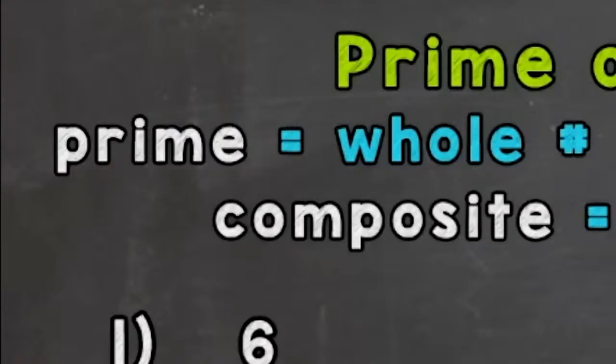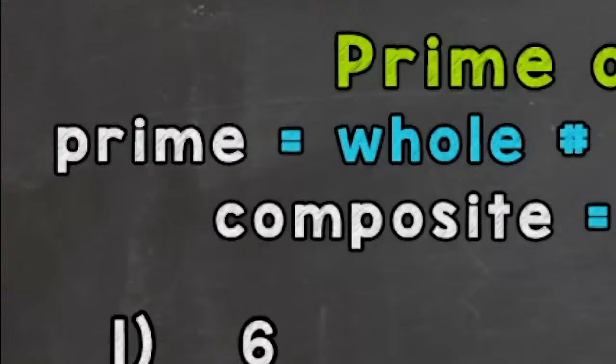A prime number is a whole number with only 2 factors, 1 and itself. And we'll see what that means here in a second. A composite number means that there are factors other than 1 and itself. Again, we'll figure out what that means in a second. So number 1, we have a 6. We need to determine if that's prime or composite.